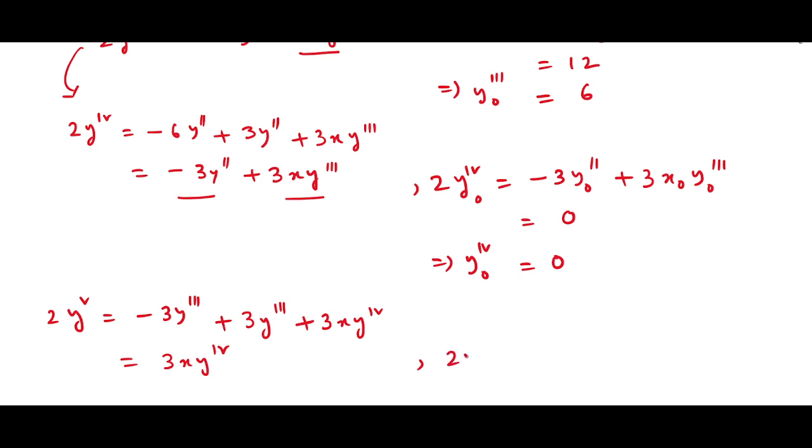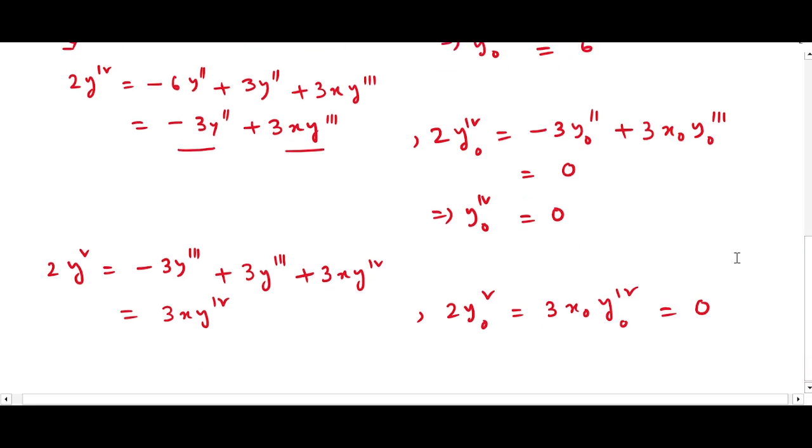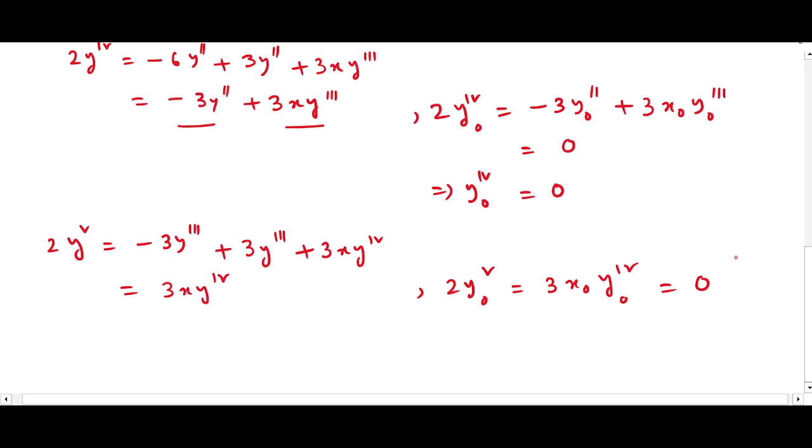Now let us find for the initial value. So it will be 3x naught y4, y naught 4. So it's 0 again because x naught is there. Also y4 is 0. So since y5 is 0, it's better that we find one or two more terms. Otherwise, we will not get an exact, accurate answer.